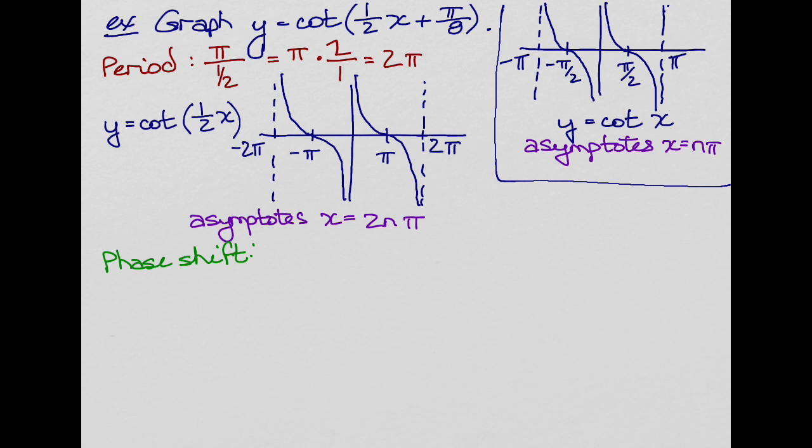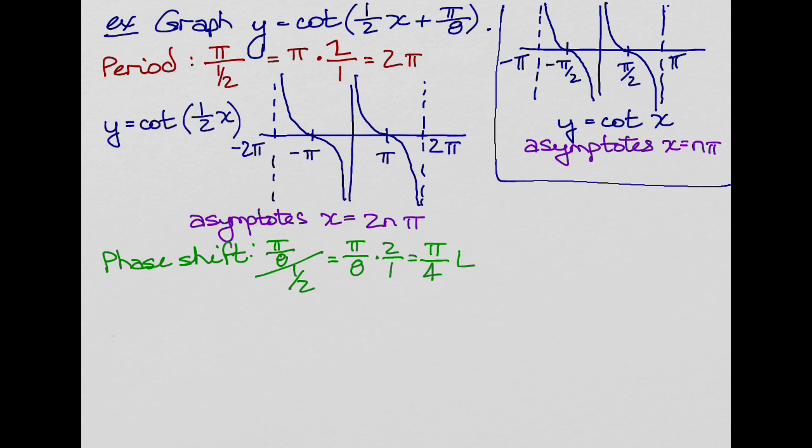The phase shift is my constant over here, pi over 8, divided by the 1/2. If you're using letters, that's c over b. And again, we're dividing fractions, so we'll multiply by the reciprocal. And we get pi over 4. Since this is positive, we're going to go pi over 4 to the left.